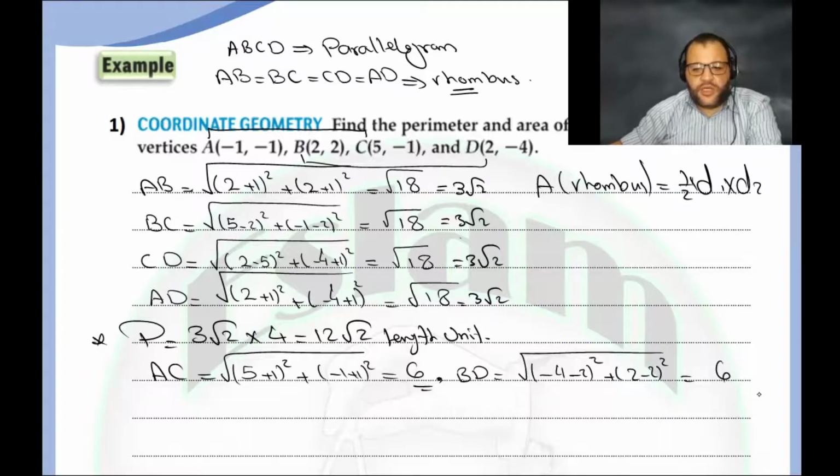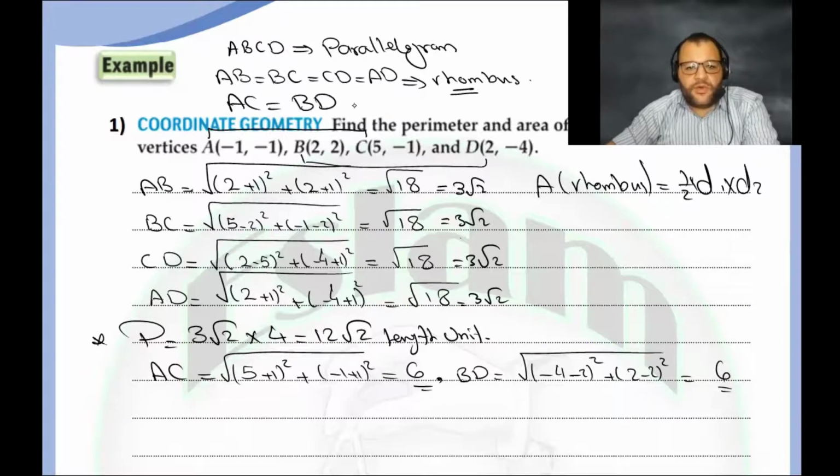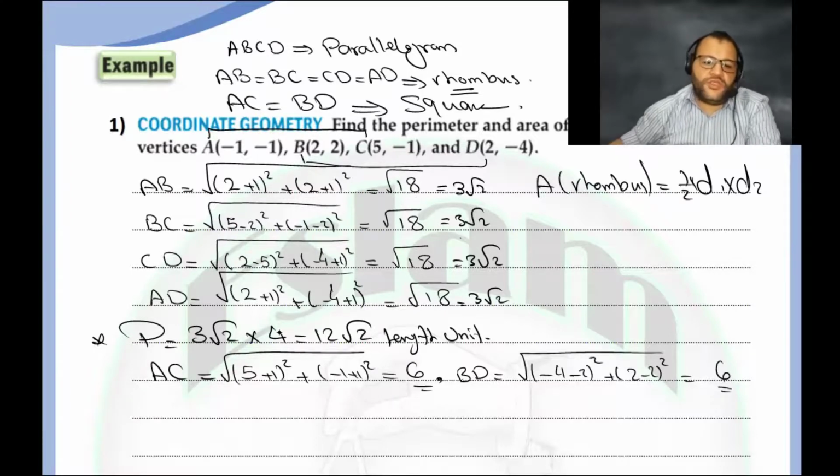Now the diagonals are equal. If the diagonals are equal, we find that AC equals BD. Because the diagonals are equal, it means this shape will be a square. So what is the area of the square?